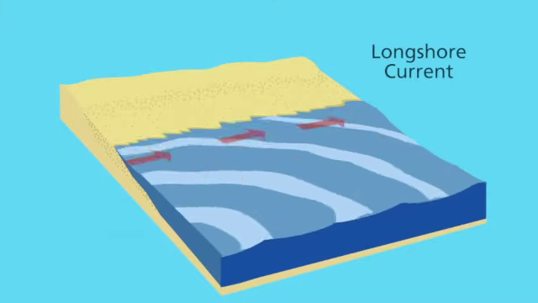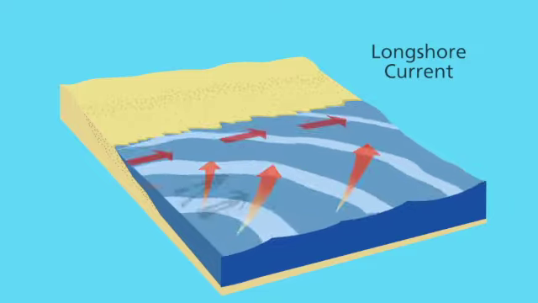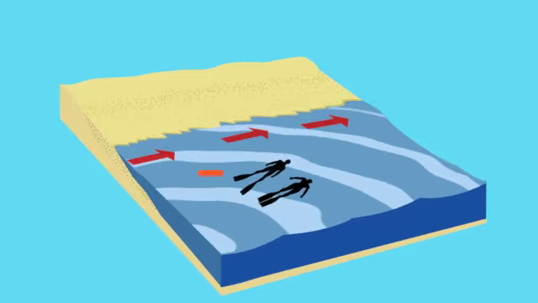Waves tend to come in at an angle, causing longshore current. This tends to move you down the coastline.